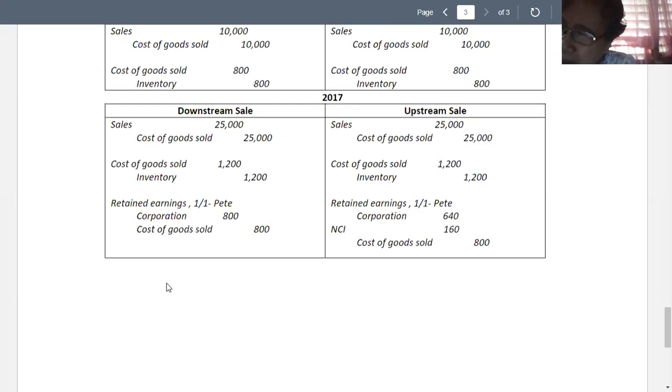Problem 3 on page 428. Downstream sale, working paper elimination entries, and consolidated net income. Puma Company owns 80% of the common stock of Smarte Company. Puma sells merchandise to Smarte at 20% above cost. During X4 and X5, intercompany sales amounted to 1,080,000 and 1.2 million respectively.